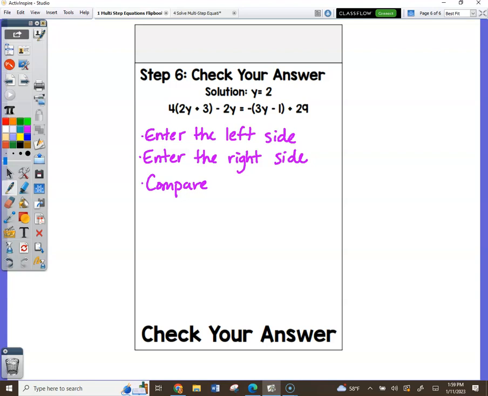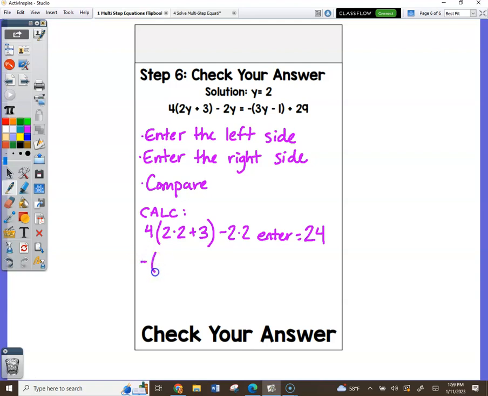Now I'm going to show you what I mean by enter. We said 2 is the answer. So looking at the left side, in my calculator, I would type 4 parentheses, 2 times 2 plus 3, close parentheses, minus 2 times 2. Then I would hit enter. And you get what? 24. Double check it.